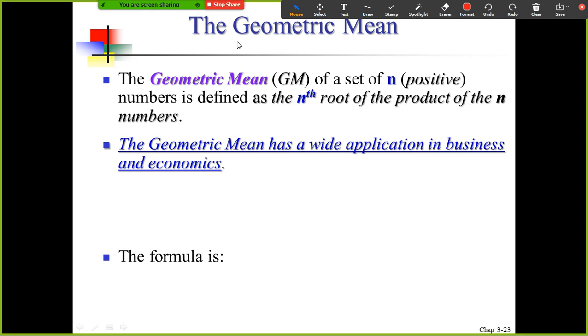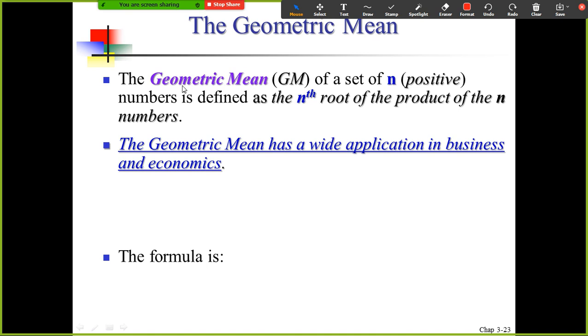The next slide is the geometric mean. In terms of measures of location, we have to calculate the mean, median, and mode. Actually, you already watched how to find the arithmetic mean and weighted mean so far, in terms of population data set or sample data set. But now we are going to the geometric mean.